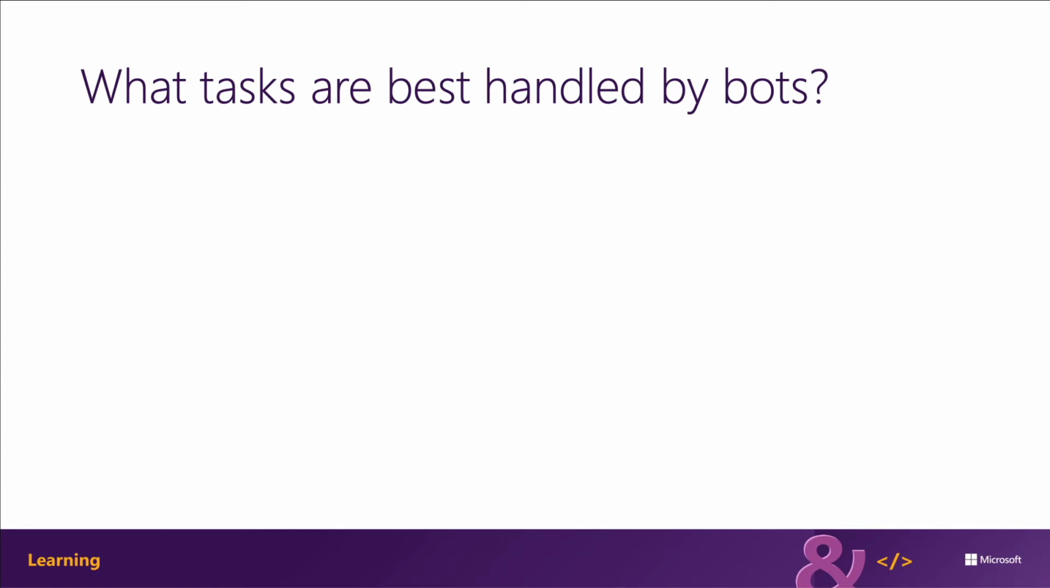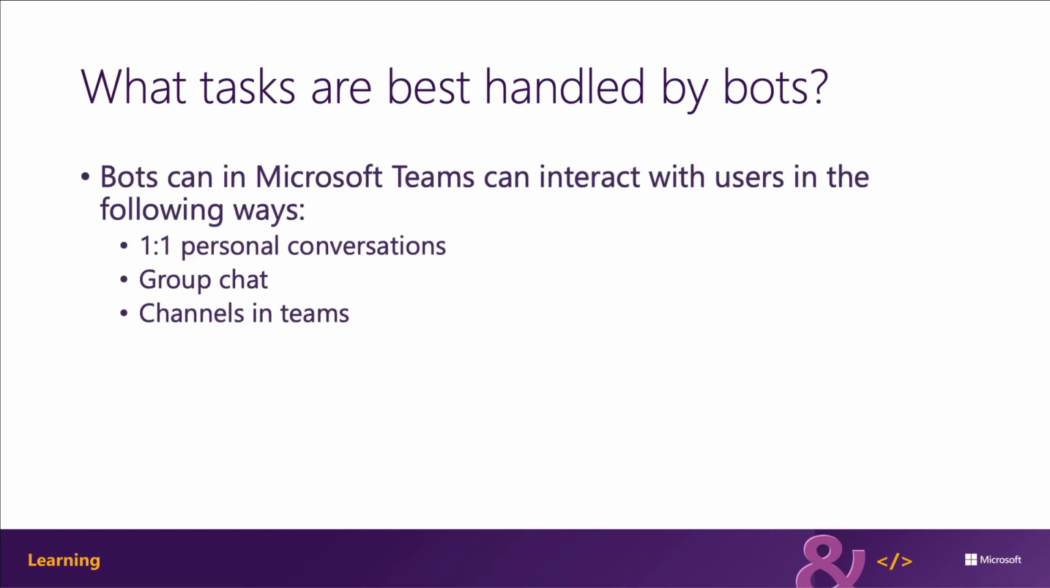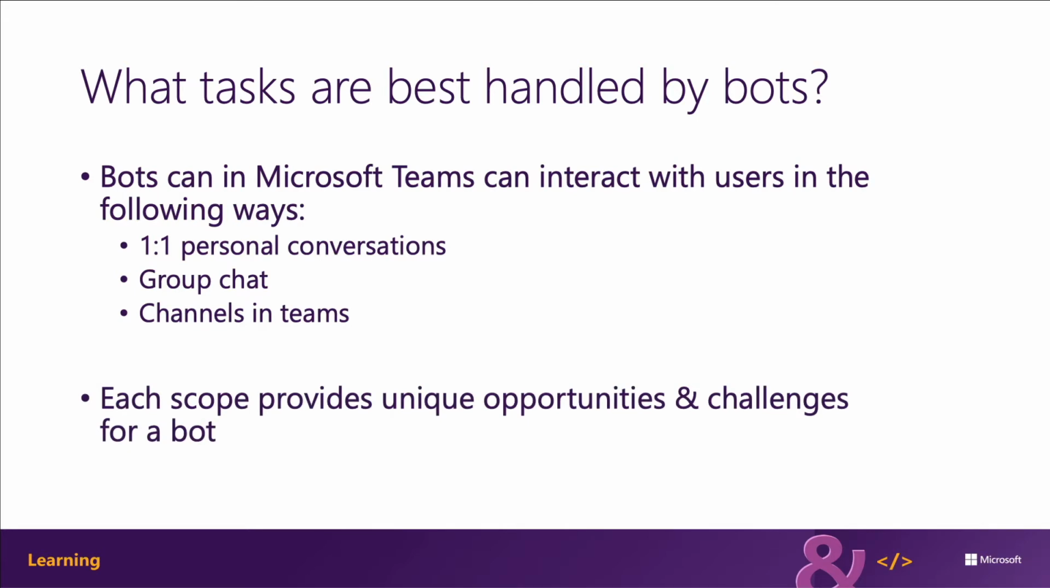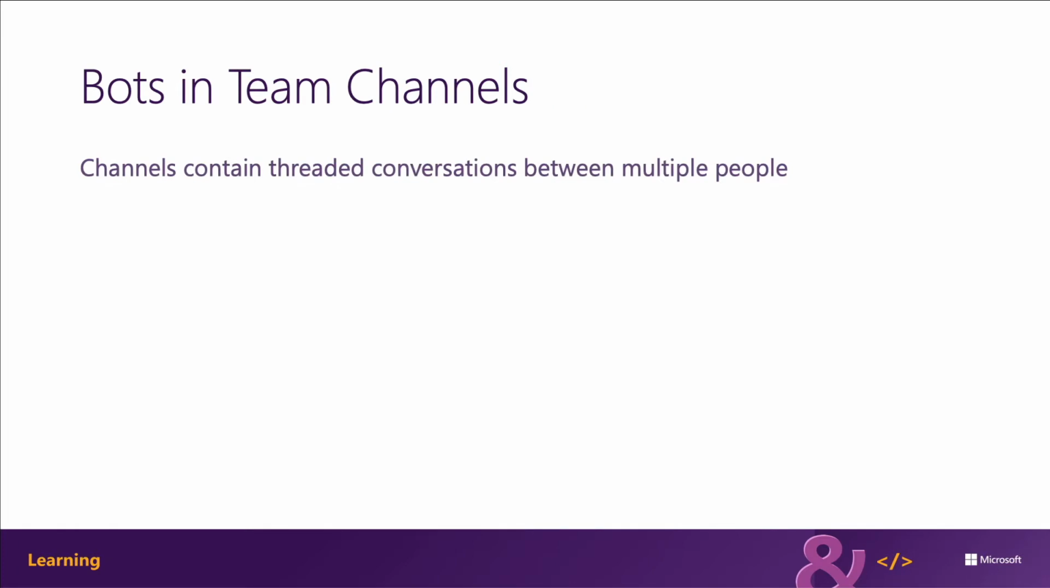Bots in Microsoft Teams can be part of a one-to-one conversation, a group chat, or a channel in a team. Each scope provides unique opportunities and challenges for your conversational bot. Bots contain threaded conversations between multiple people. This potentially gives your bot massive reach, but individual interactions need to be concise. Traditional multi-turn interactions probably won't work very well, and instead, look to use interactive cards or task modules, or potentially move the conversation to a one-to-one conversation if you need to collect lots of information.